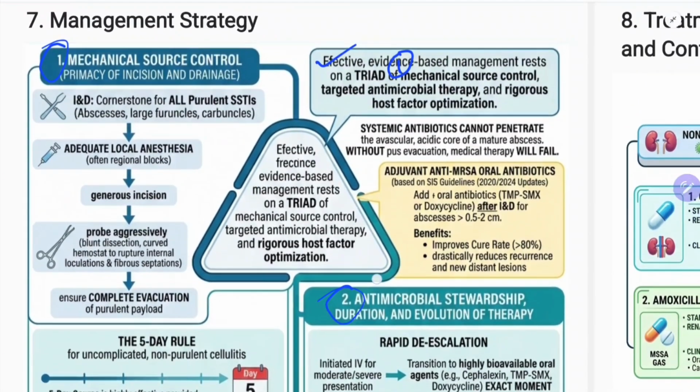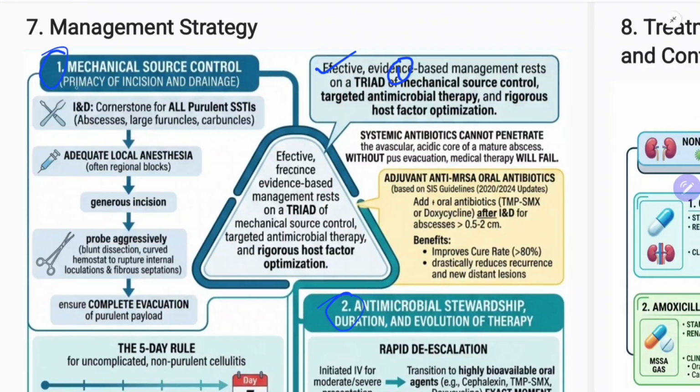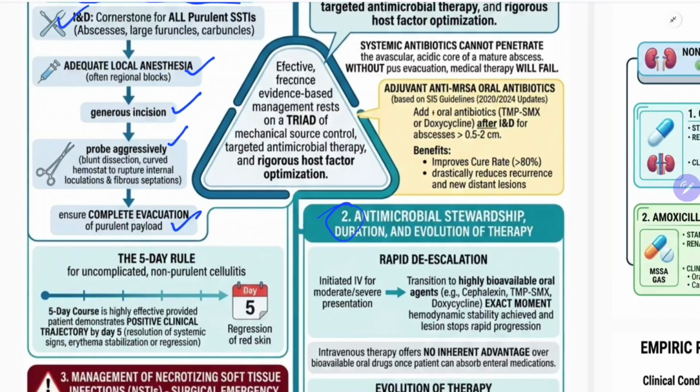Okay, so let us look at the first one, mechanical source control. The primacy of incision and drainage. I and D is the cornerstone for all purulent SSTIs like abscess, large furuncles and carbuncles. Before that, you should give adequate local anesthesia, often regional blocks, and a generous incision should be made. Probe aggressively. What does that mean? Blunt dissection should be done. A curved hemostat should be used to rupture internal loculations. There will be pus pockets, so to rupture them and fibrous septations, you should use a curved hemostat. Ensure complete evacuation of the purulent payload. Okay. And remember the 5-day rule.